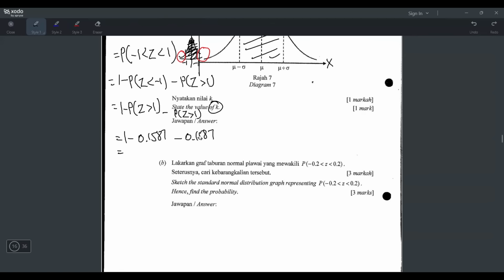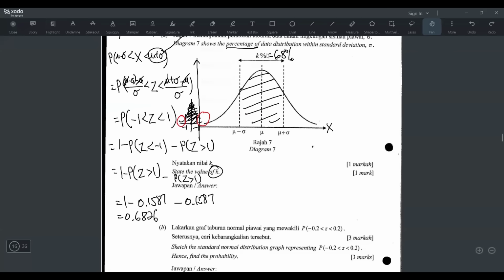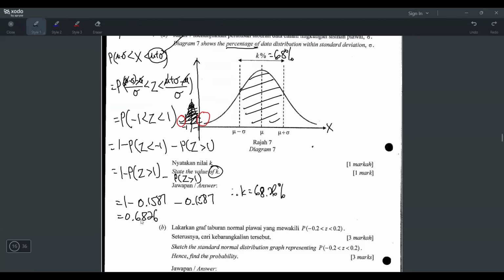So let me press times 2. Okay, my calculator gives me 0.6826, right? But we cannot say that K is 0.68 because K is in percent. So the value of K here will be 0.6826 times 100, which is 68.26%. Okay, so remember how to convert.